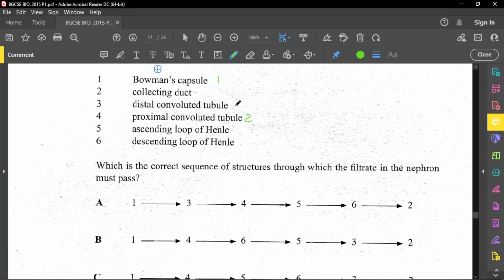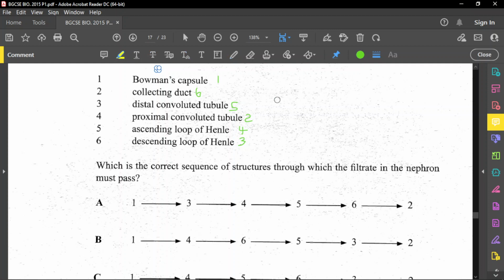Then after that, it will go into the descending loop of Henle. That means descending, going down towards it. So this will be number 3. And then after that it goes into the ascending loop of Henle, which is number 4. And then after that, it will go into the distal tubule. So this should be number 5. And then the collecting duct is the last thing. Then it goes through the ureter. All right, so we're going to look for this option here.